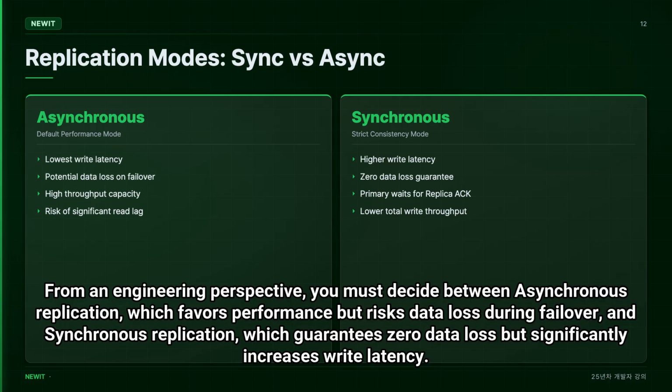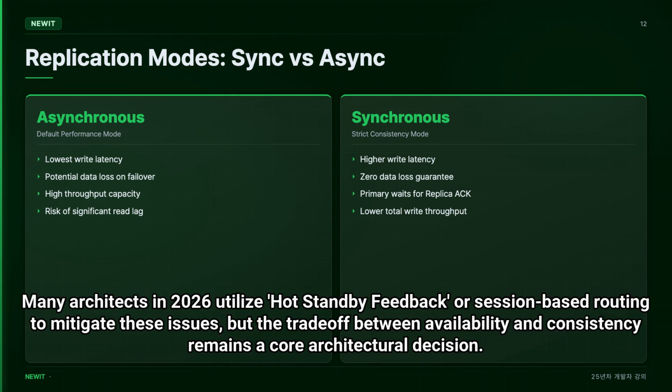From an engineering perspective, you must decide between asynchronous replication, which favors performance but risks data loss during failover, and synchronous replication, which guarantees zero data loss but significantly increases write latency. Many architects in 2026 utilize hot standby feedback or session-based routing to mitigate these issues, but the trade-off between availability and consistency remains a core architectural decision.